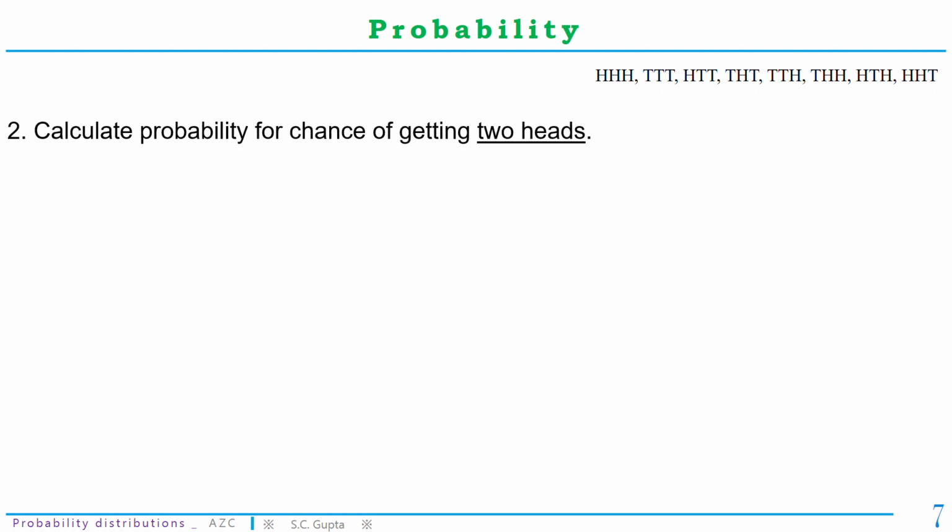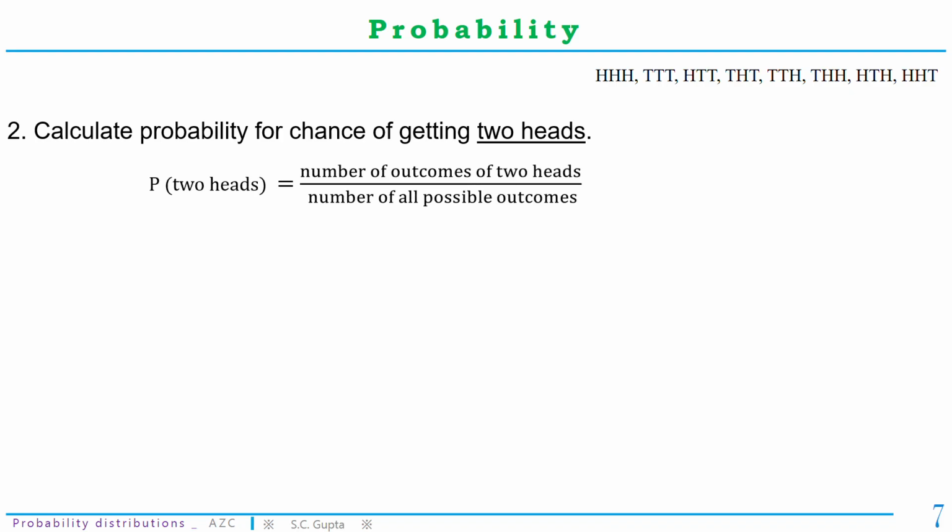Now, calculate probability for chance of getting 2 heads. Probability of 2 heads is number of outcomes of 2 heads divided by number of all possible outcomes. So, probability of 2 heads is 0.375.